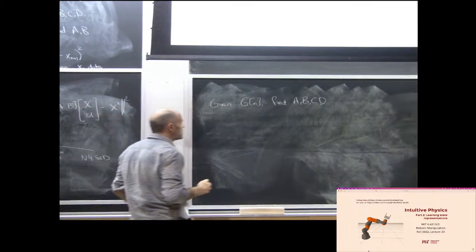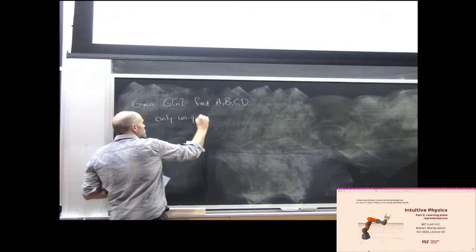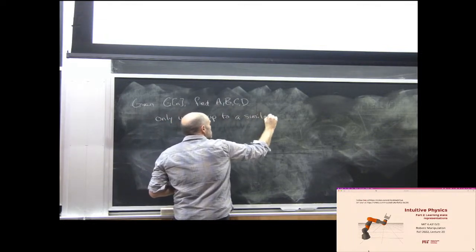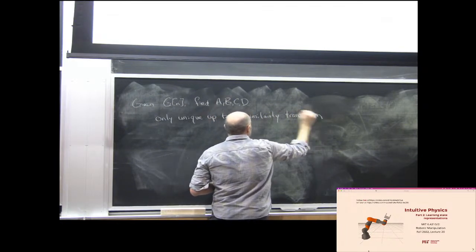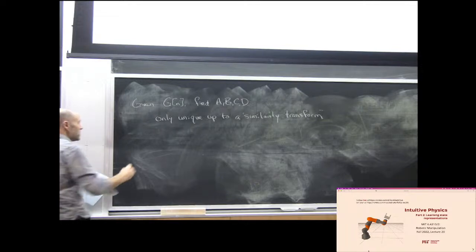And one of the most important ones is that the optimal solution of reconstructing G given A, B, C, and D is not unique. Fundamentally, it's not unique. It's only unique up to a similarity transform. If you know your linear algebra, that's a precise statement, but I can make it intuitive in a couple of examples.